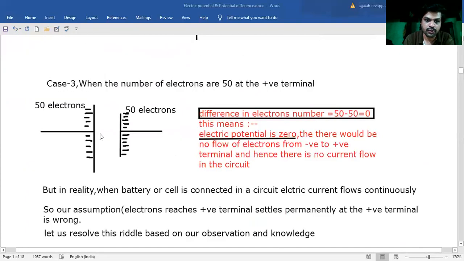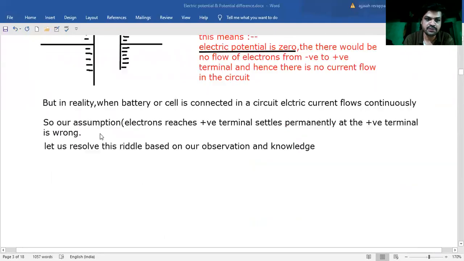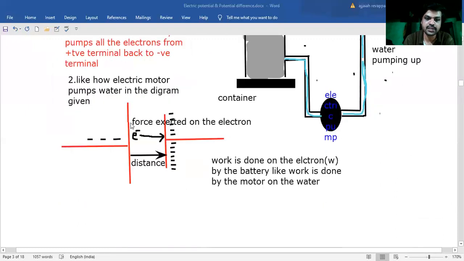Then we learned the next concept. The battery or cell is maintaining the potential difference by transferring the electron, which is coming to the positive terminal, back to the negative terminal. To transfer this electron from positive to negative terminal, the battery or cell has to do work on the electron. Because there is an electrostatic force of repulsion between like charges, the battery or cell has to push this electron against this force of repulsion. So the battery has to do work.